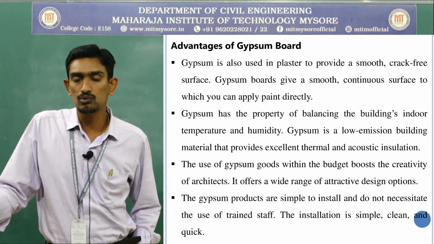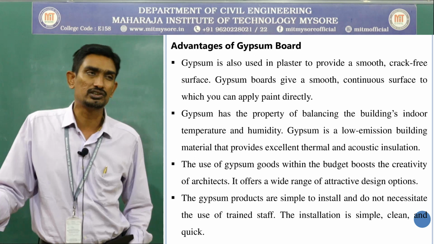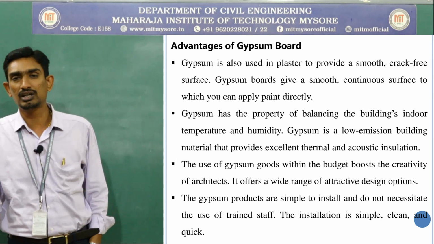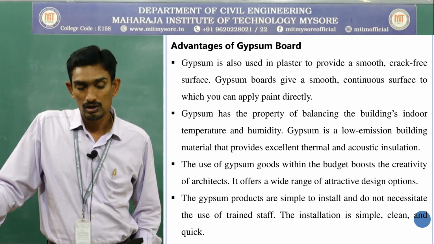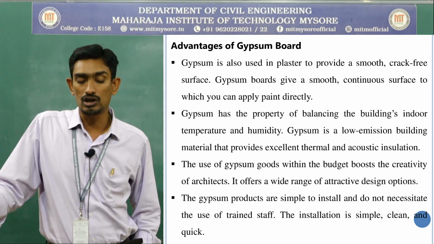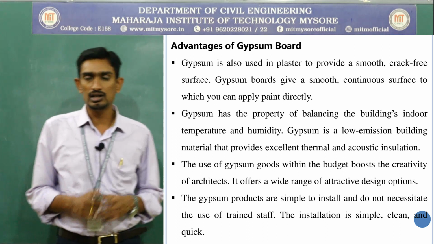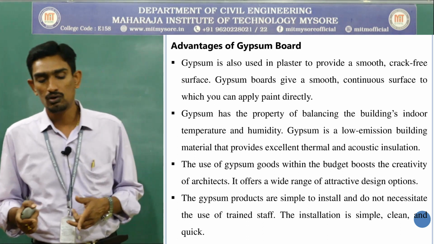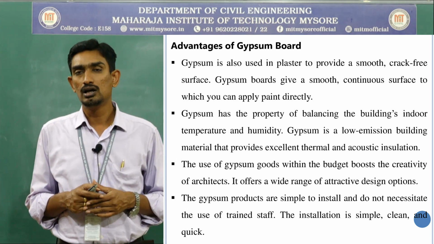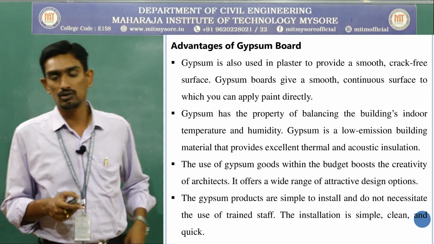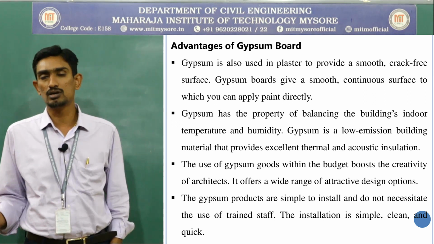Next, the use of gypsum goes well with the budget, boosted by the creativity of the architect. That means based upon the architect, we can reduce the cost also. That depends upon the architects. The gypsum products are simple to install and do not necessitate the use of trained staff. It is very simple. It is just panels or boards. It is simple to install. No need to bother about the labor and all. It demands unskilled labor or a small amount of skilled labor.